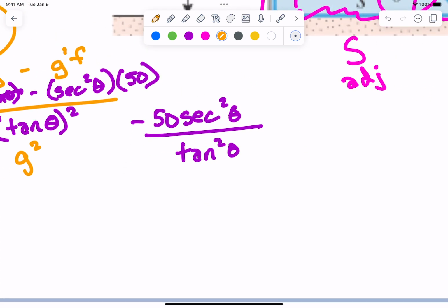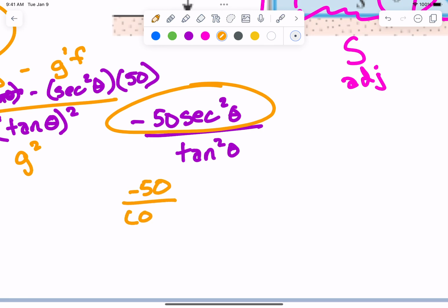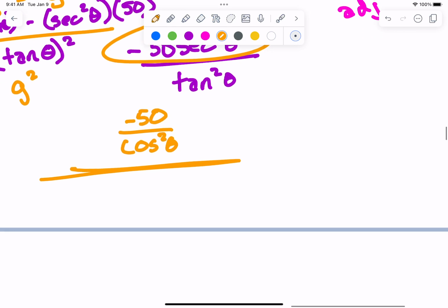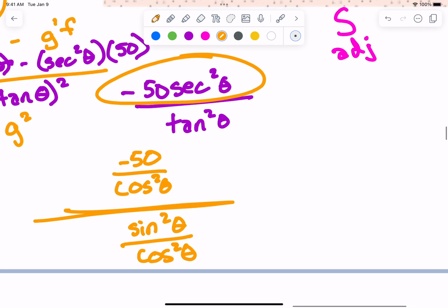Secant is 1 over cosine squared, right? So if I'm doing this, this would be negative 50 over cosine squared. Tangent, do you know what tangent is in terms of sine and cosine? Tangent is sine over cosine, so tangent squared is sine squared theta over cosine squared theta. I'm writing everything in terms of sine and cosine. That's what tangent is.